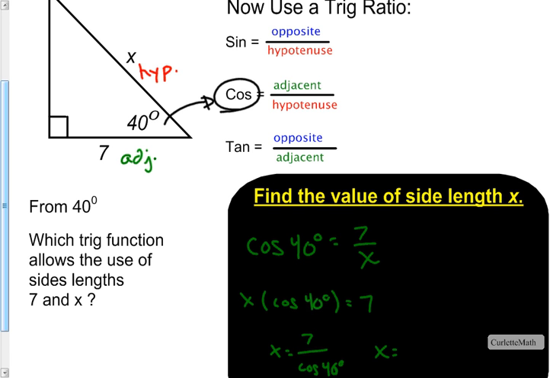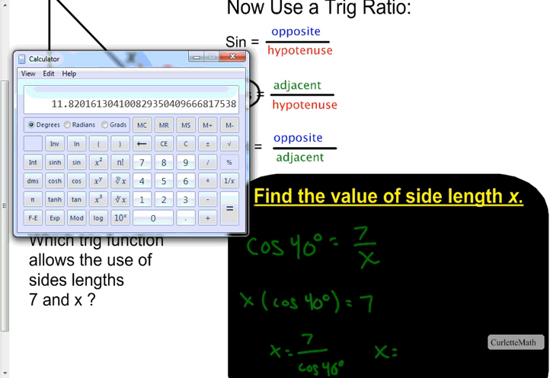So x is going to equal, well, let's go to our calculator. I'm going to clear out from our previous example. 7 divided by cosine of 40 and hit equals, and we get 9.13785. I'm going to take it to the second decimal place, so I'm going to round up that 3 to a 4, so we're going to get 9.14.